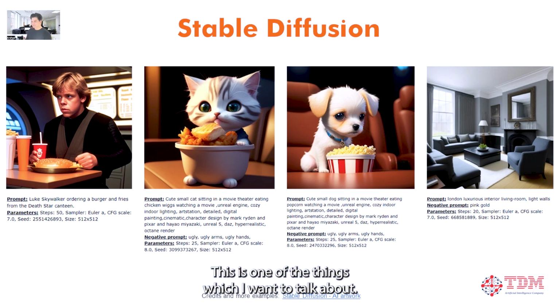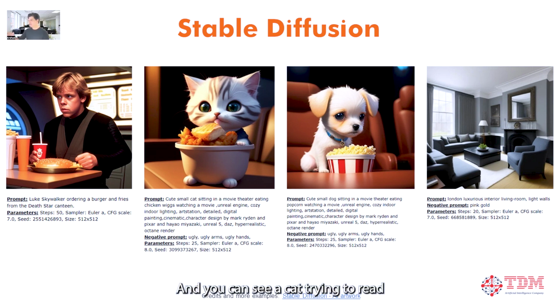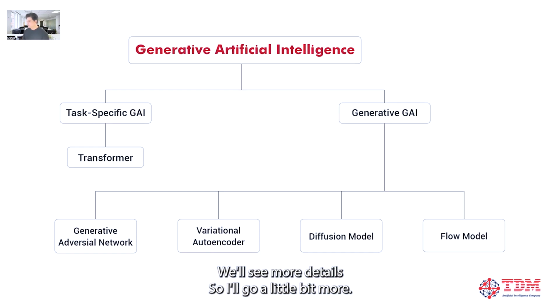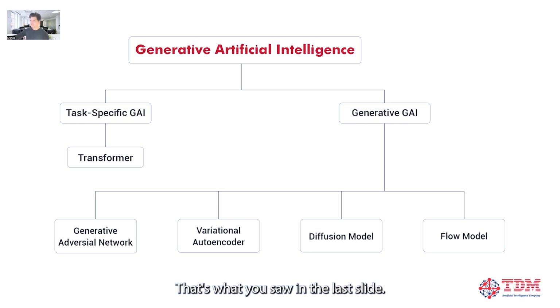Stable diffusion. This is one of the things which I want to talk about. So you see here, these are all imaginary characters and imaginary objects which have been created, and you can see a cat trying to eat a piece of chicken, as well as a dog trying to eat. But it's the same. It's data manipulation more than creating a real image. We'll see more details. This third box is called diffusion models. That's what you saw in the last slide. And I'll explain it a little bit more.